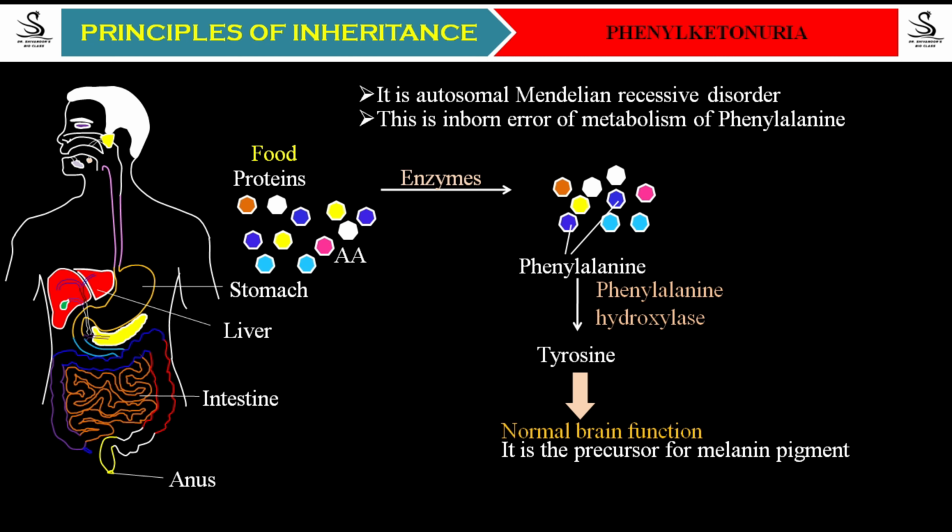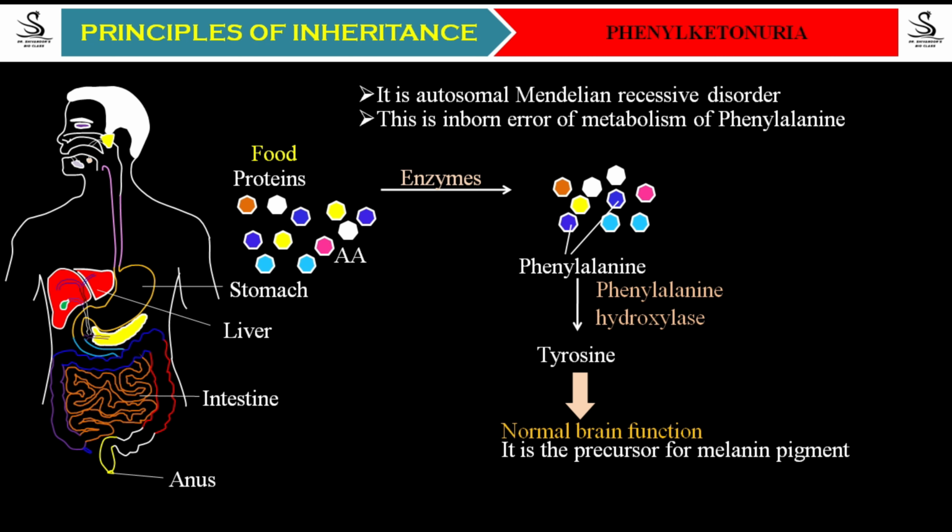I hope now you understood how tyrosine becomes available. Once we have food, that food contains protein. Protein gets digested and amino acids get separated, and all those amino acids get absorbed and transported. When the amino acids are brought to the liver, phenylalanine is one of them, and that phenylalanine is converted into tyrosine with the help of the phenylalanine hydroxylase enzyme. Then that tyrosine is utilized to maintain our normal brain function, and it also acts as a precursor for melanin pigment formation.